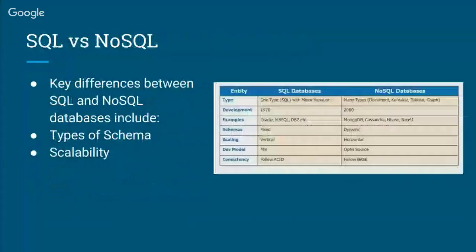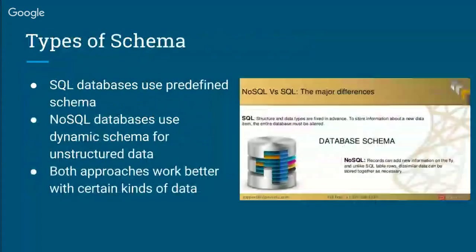SQL versus NoSQL. There are key differences between SQL and NoSQL databases. These are the types of schema and scalability. Types of schema. SQL databases use predefined schema. NoSQL databases use dynamic schema for unstructured data. Both approaches work better with certain kinds of data.